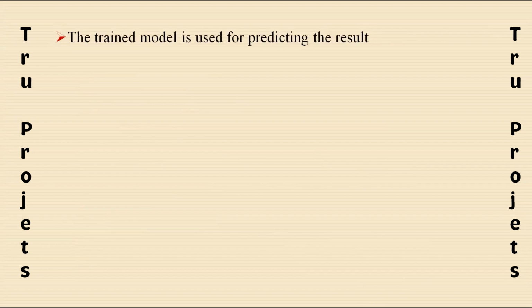The trained model is used for predicting the result. After the gas detection model has been trained on the training dataset, it is ready to make predictions on new unseen data. In this module, the trained model is applied to hyperspectral images to predict the presence of different gases. The model uses the knowledge it gained during training to make these predictions.